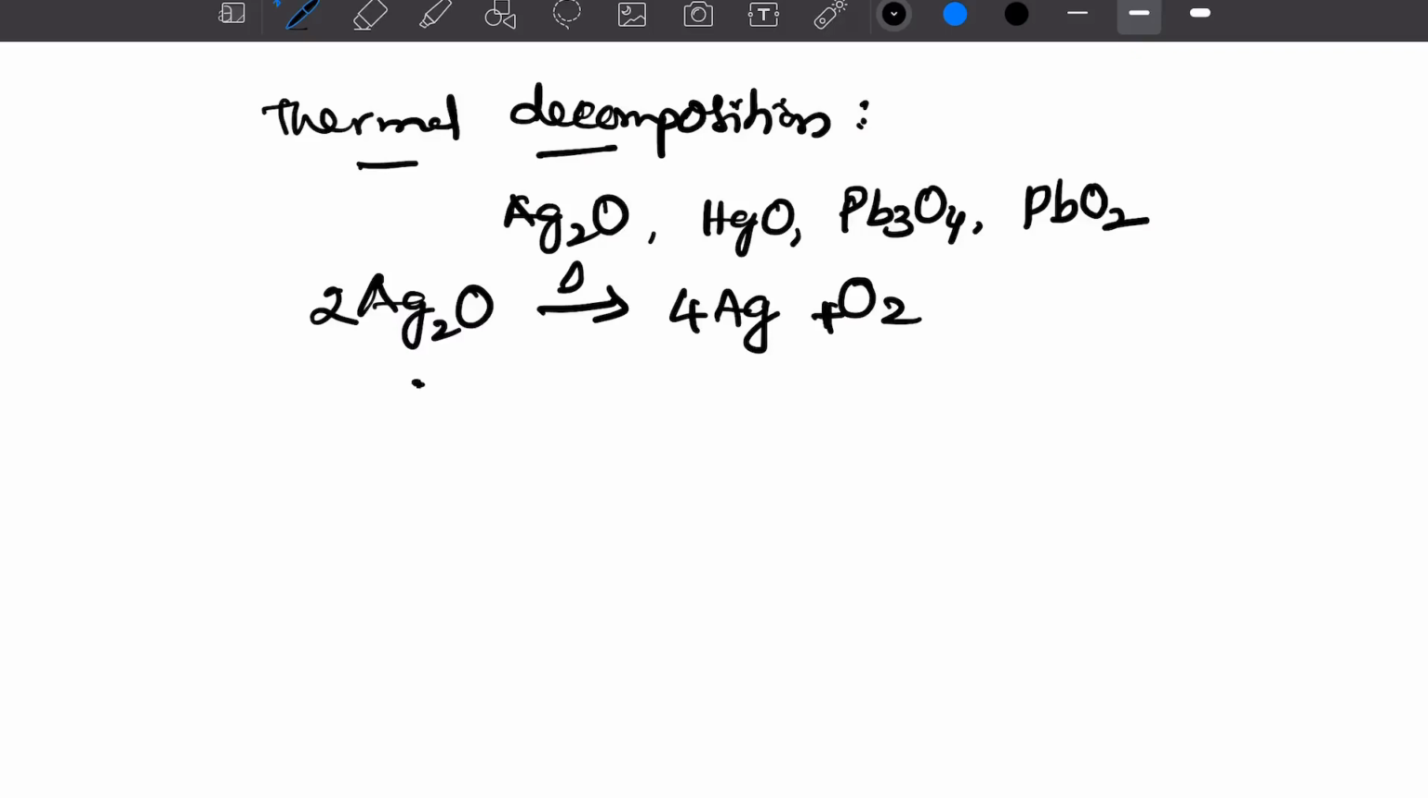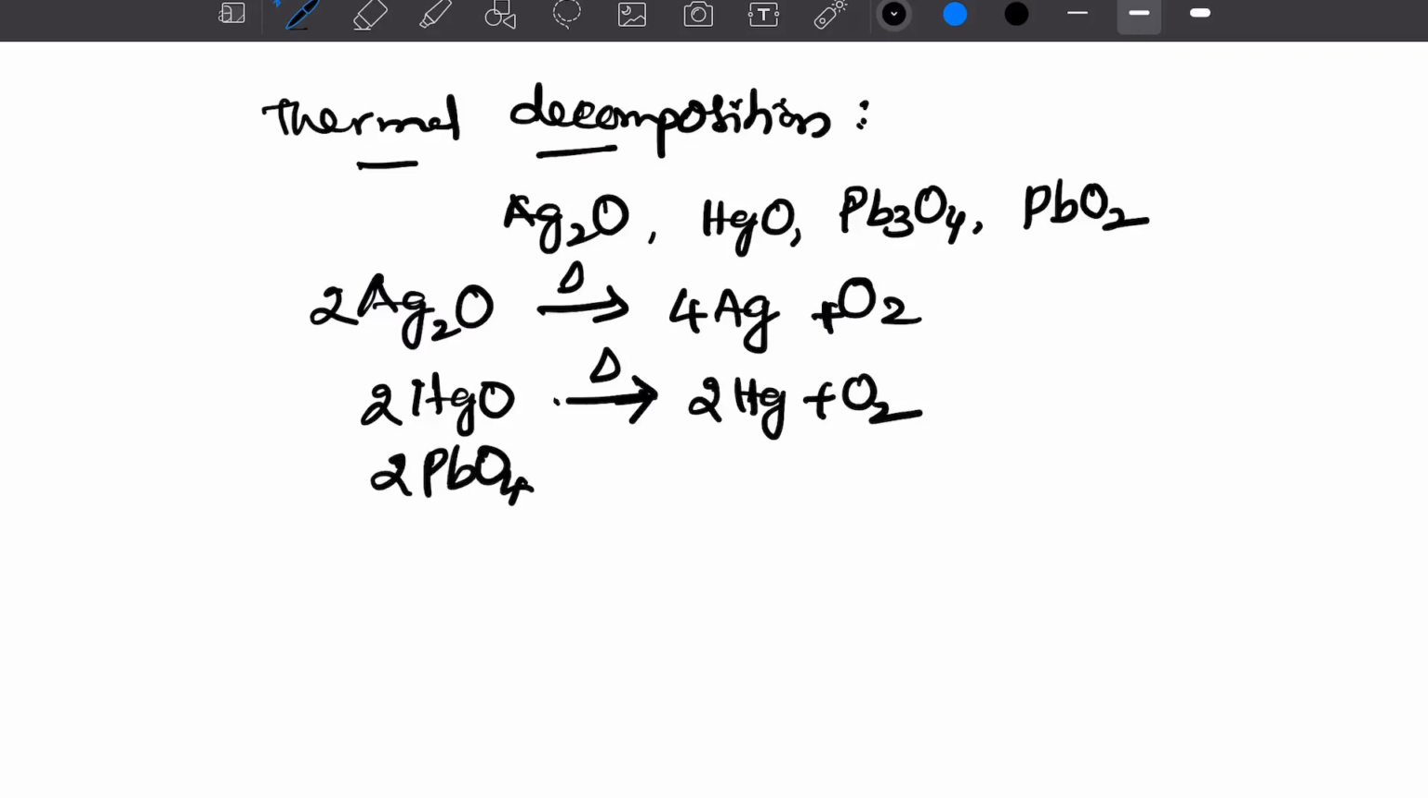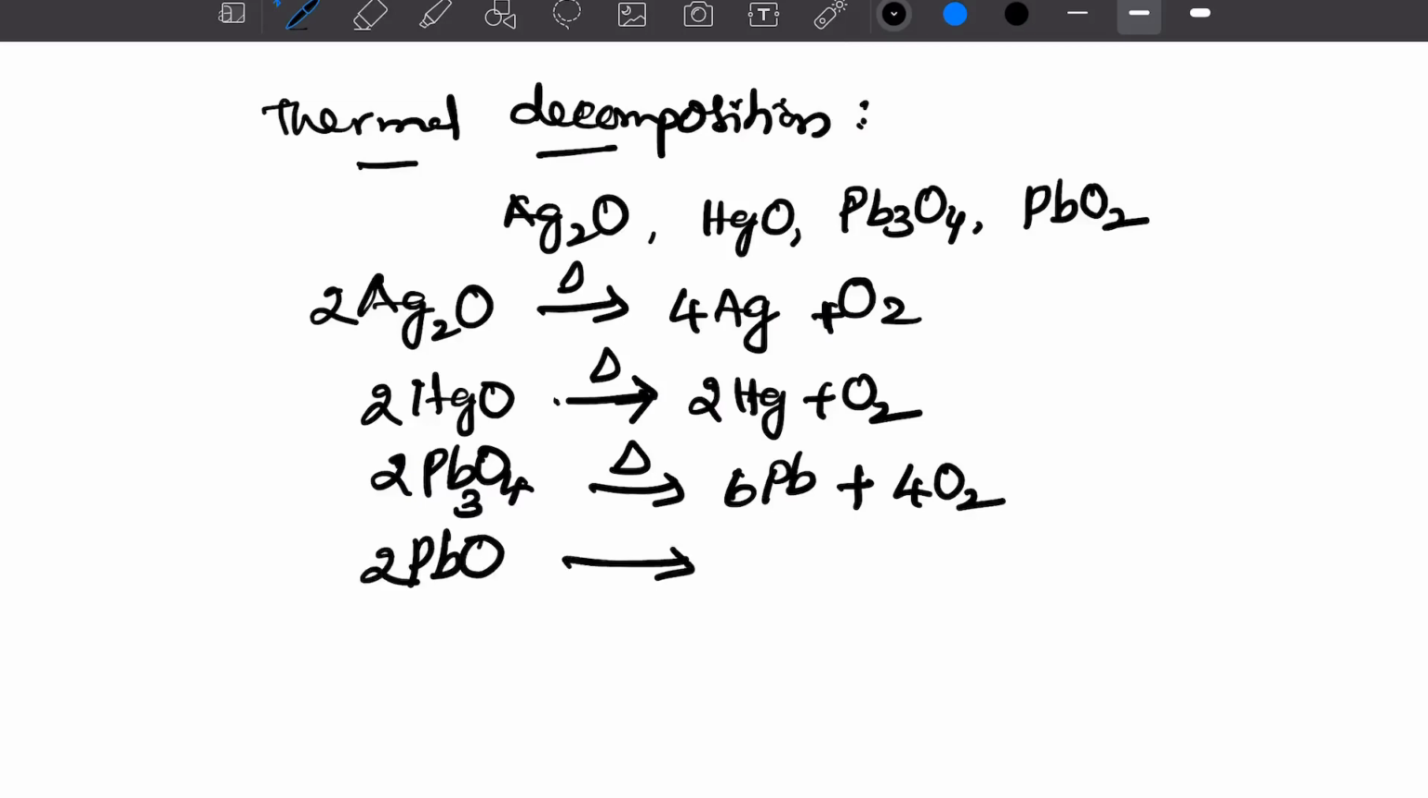The next one is HgO: 2HgO gives rise to 2Hg plus O2. Next, 2Pb3O4, plumbic oxide, on heating gives 6Pb plus 4O2. And the next one is lead dioxide: 2PbO2 gives rise to 2Pb plus O2. So these are the thermal decomposition reactions for the preparation of oxygen.